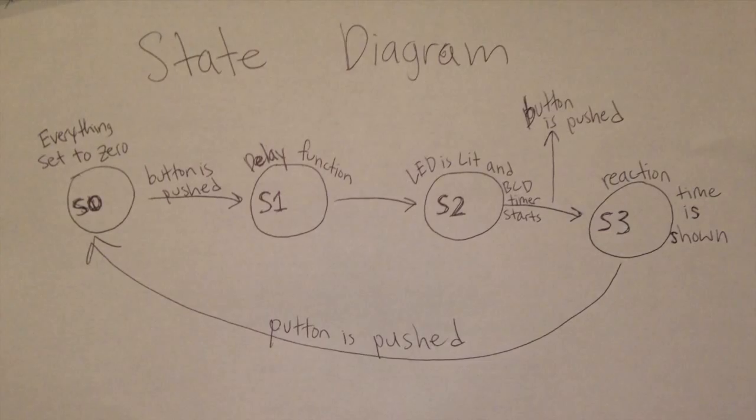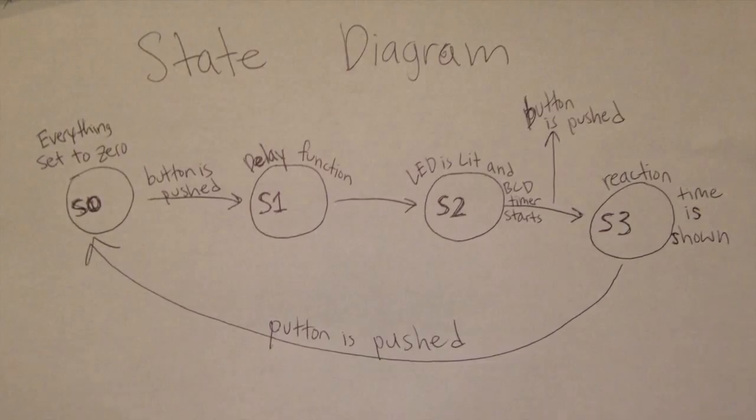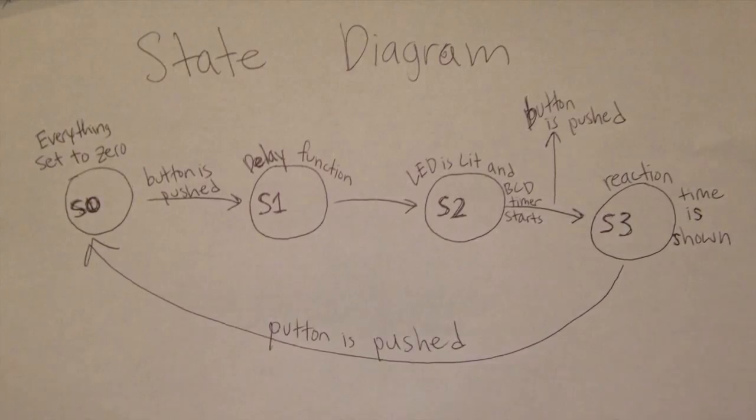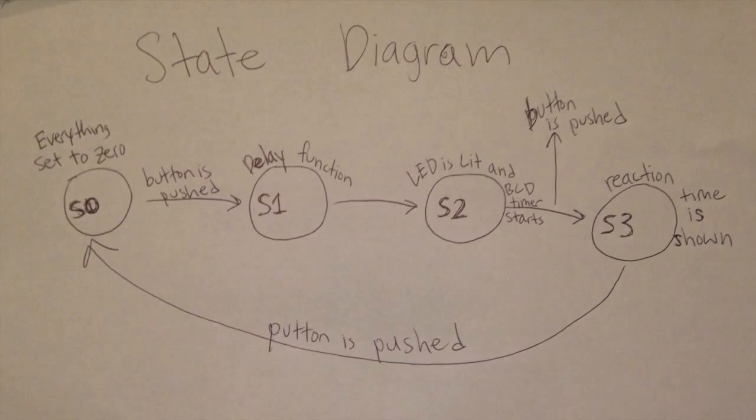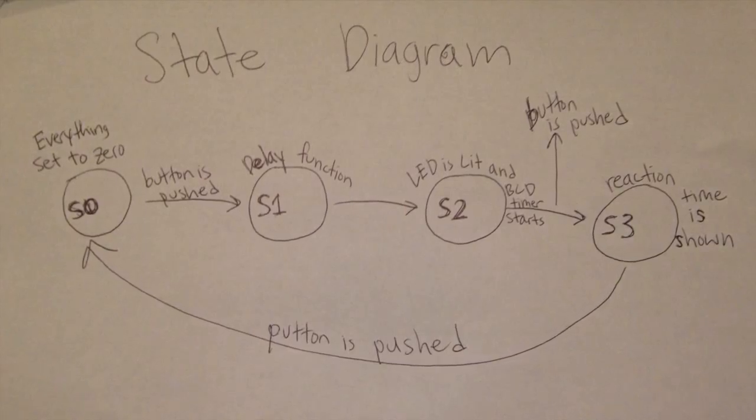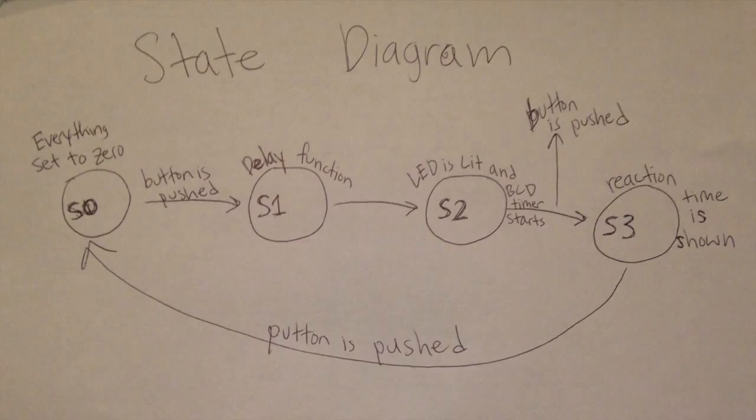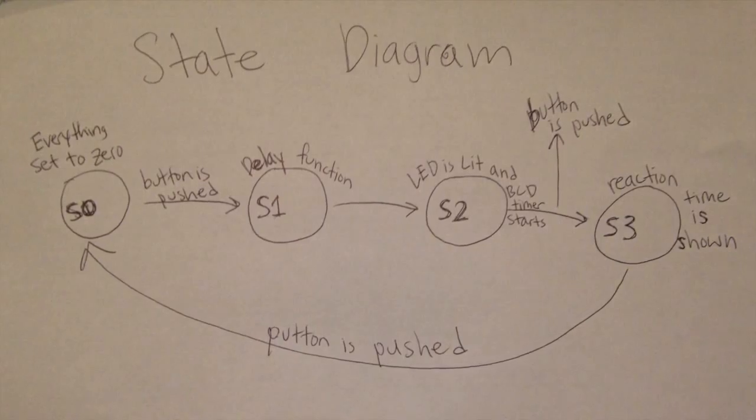Then you push a button, which takes you to the fourth state, which stops everything and displays the reaction time on the screen. And then you push a button again to go back to the first state. That's the line at the bottom of the picture, which resets everything back to 0.